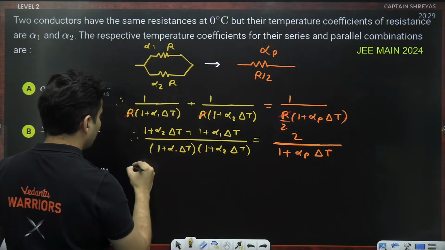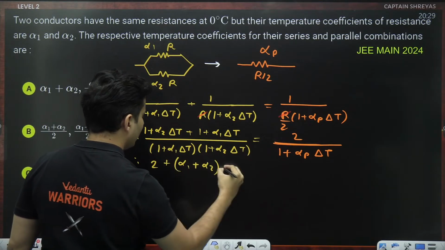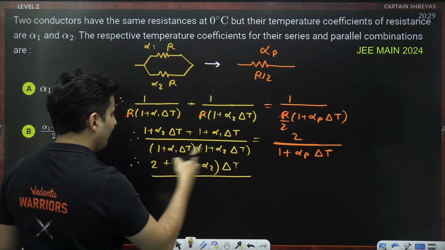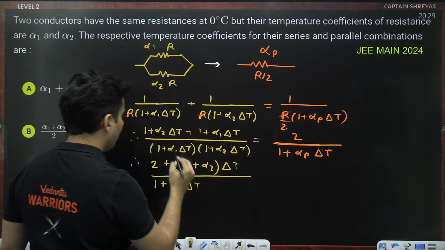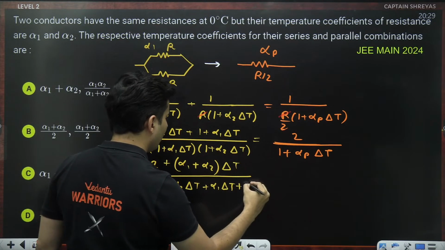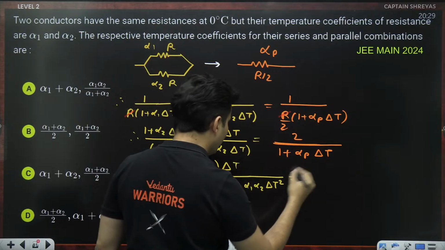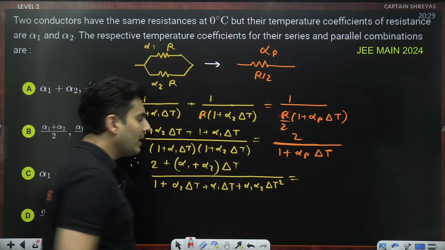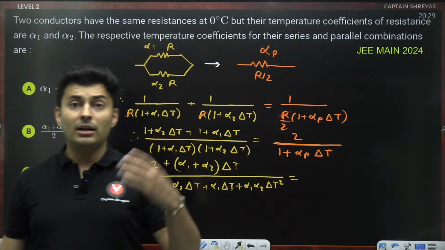What do we get? 1 plus 1 is 2 plus alpha 1 plus alpha 2, the whole thing into delta T, the whole thing divided by, observe this, 1 into 1, 1 plus 1 into alpha 2 delta T is alpha 2 delta T. Alpha 1 delta T into 1 is just alpha 1 delta T, and these numbers again multiply. So alpha 1 alpha 2 delta T square is equal to the same thing. Now the funny part is that not all the things will be accountable, because some of the things will be very small. Like usually alpha values, they are 10 to the power minus 4, minus 5.